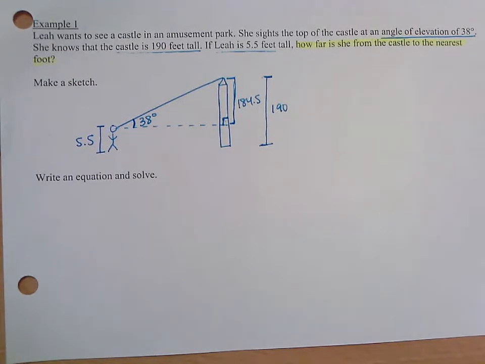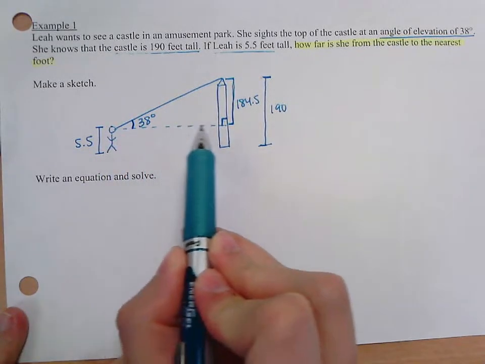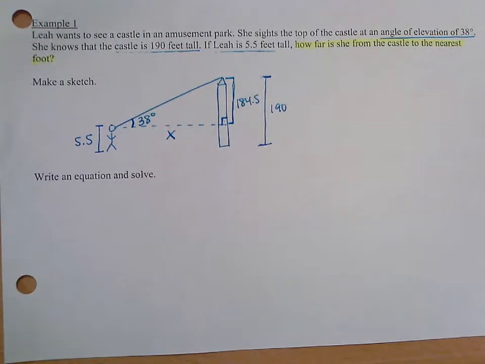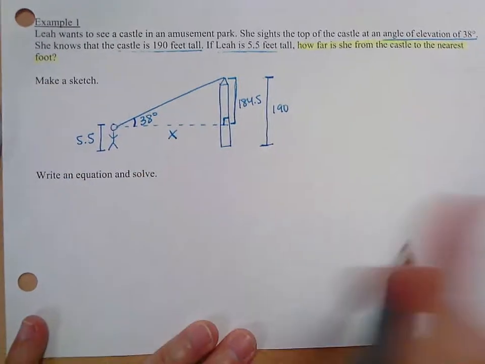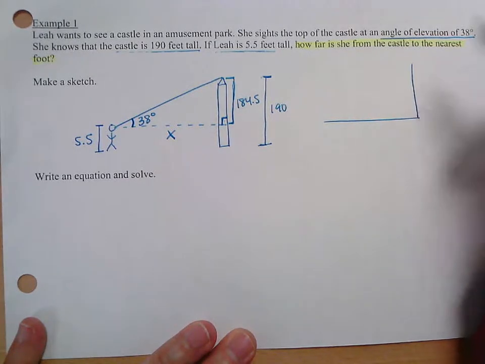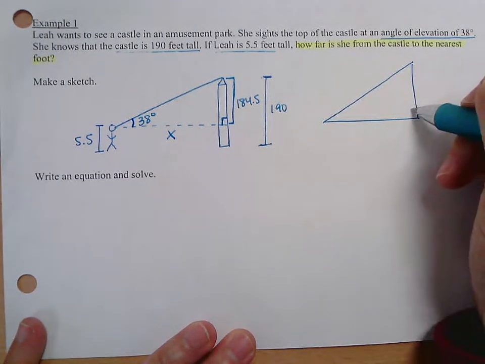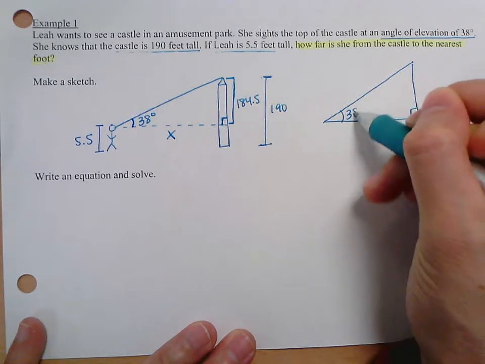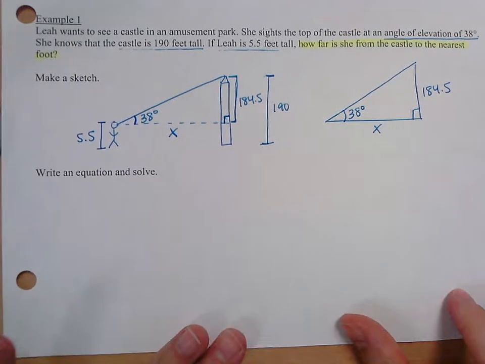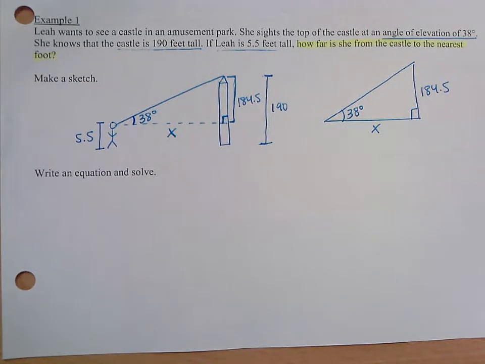Okay, and then it says, how far is she from the castle to the nearest foot? So this horizontal side, that length, I'm just going to call it X. That is what I'm looking for. Okay, so I have a lot of stuff drawn here. So let me draw my same triangle, but without all of the extra drawings. So I have a 38-degree angle. This vertical side is 184.5. The horizontal side is X. Okay, so this is like the problem I gave you at the start of class. We're solving for X. You just had to draw that out yourself.